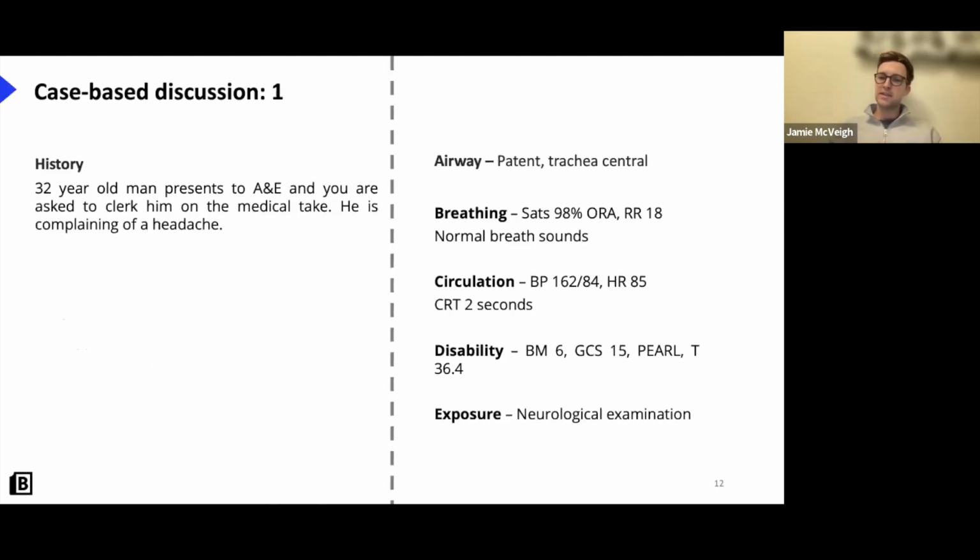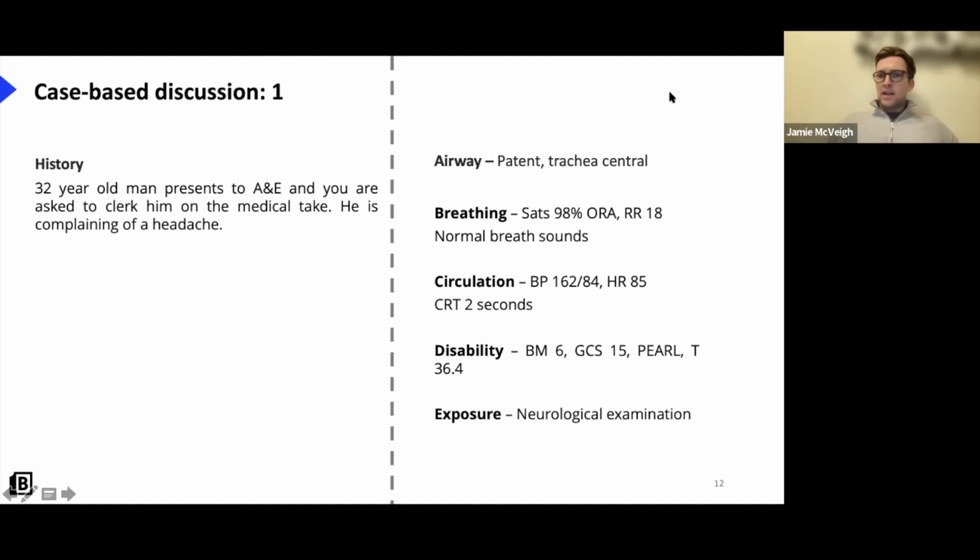So let's move on to some cases. I know that's what you guys all are wanting. So I've done a bit of talking. I'll let you guys do the talking. So we've got a 32-year-old man. He's coming into A&E. Let's say it's your first shift on the medical take. And he's somehow bypassed A&E, and you've been asked to see him, and he's been complaining of a headache.